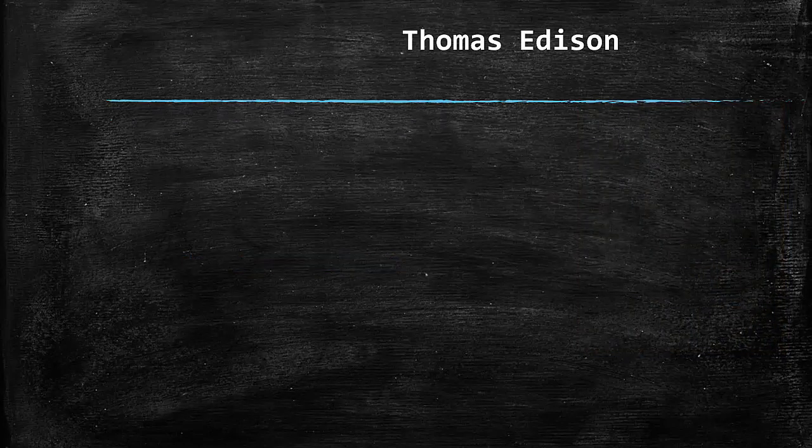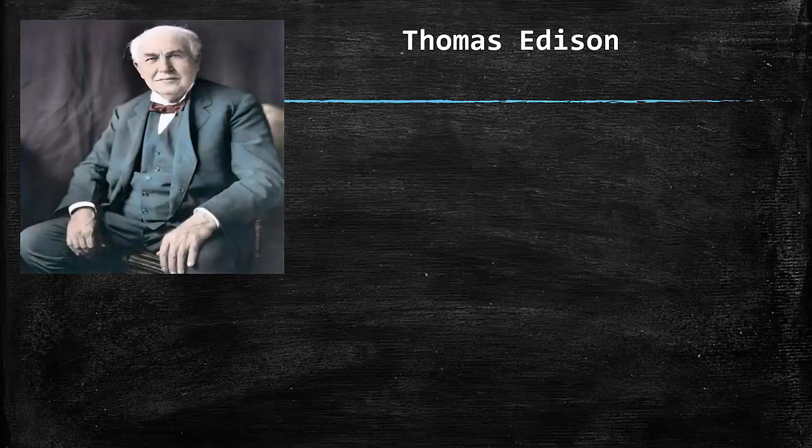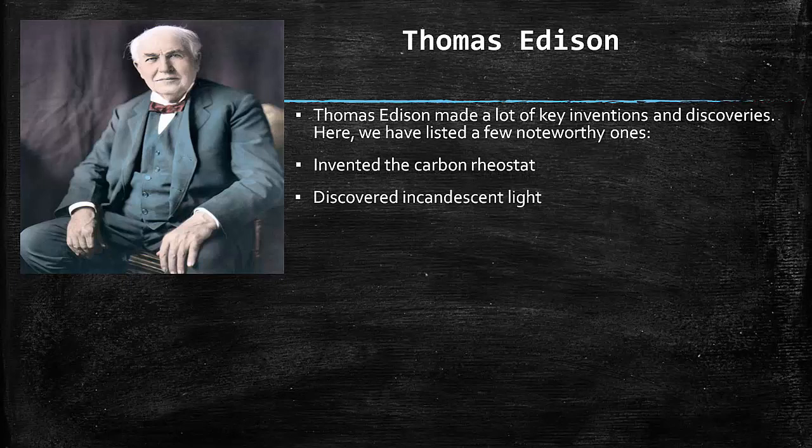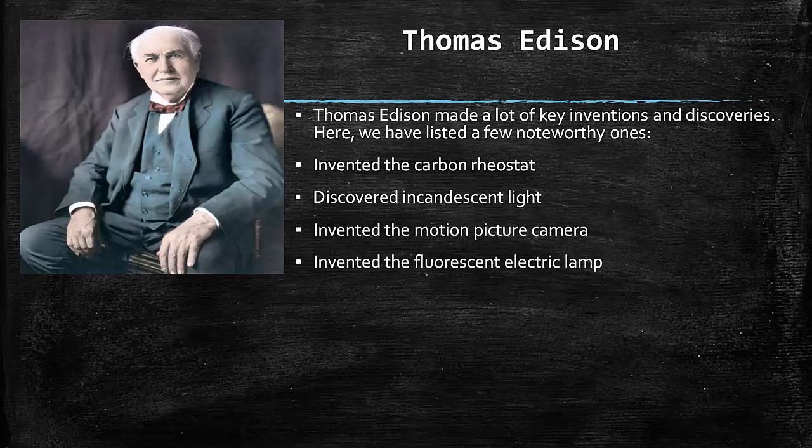Here comes Thomas Edison. Thomas Edison made a lot of key inventions and discoveries. Here we have listed a few noteworthy ones. He invented the carbon rheostat. He discovered incandescent light. He invented the motion picture camera. He also invented the fluorescent electric lamp. He discovered thermionic emission.